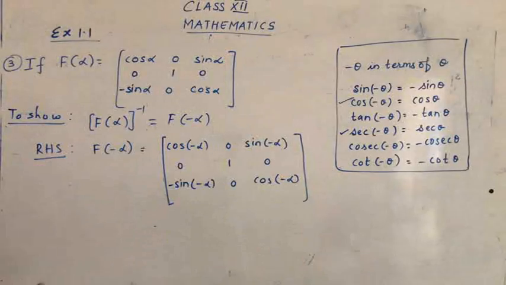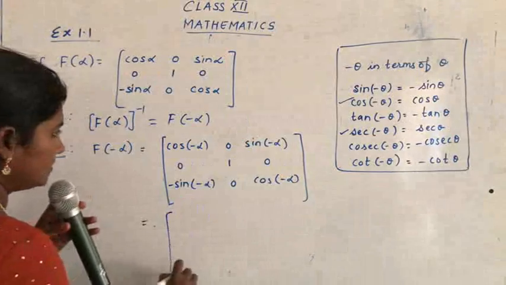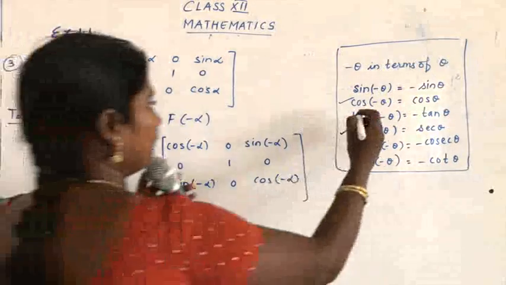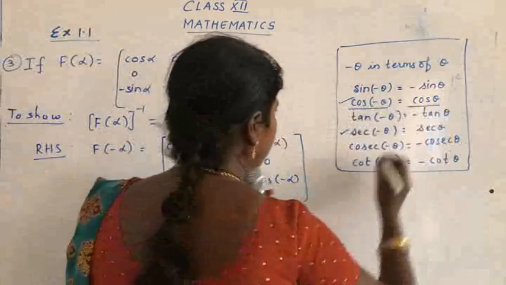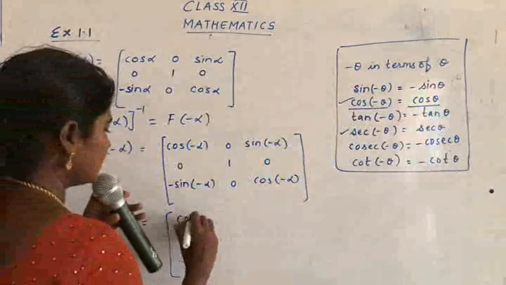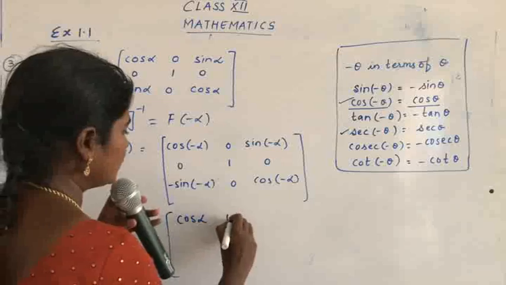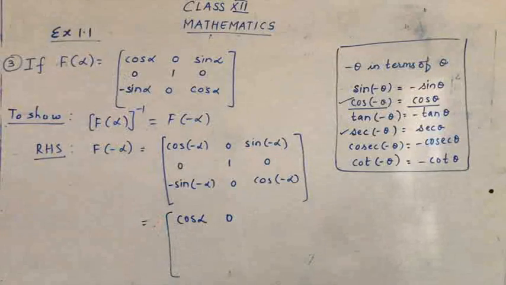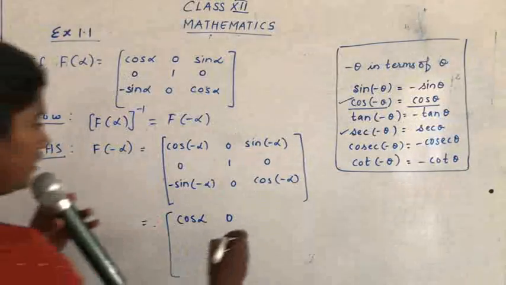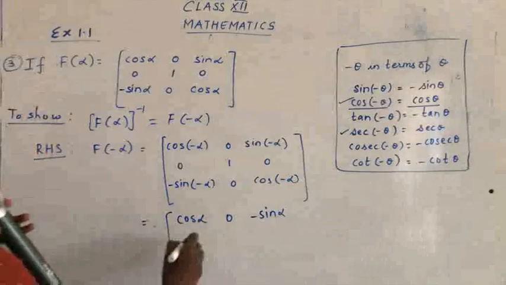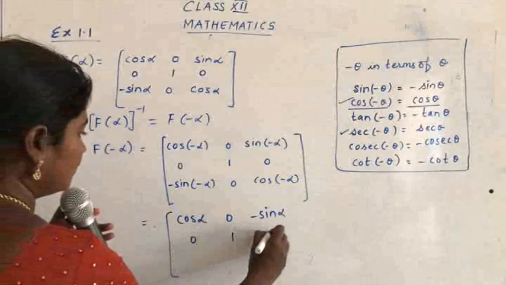Okay, now let's complete our step. So now this becomes cos of minus alpha. So what is your answer? Cos minus theta becomes cos theta, yes? So cos minus alpha becomes cos alpha. 0 is 0. Sine of minus alpha changes to minus sine alpha. 0, 1, 0.